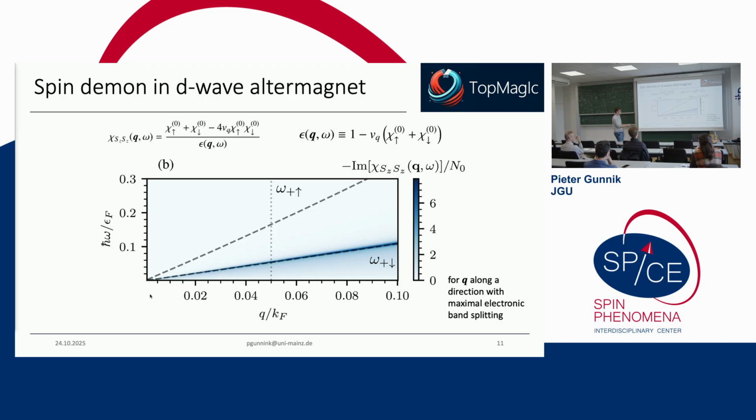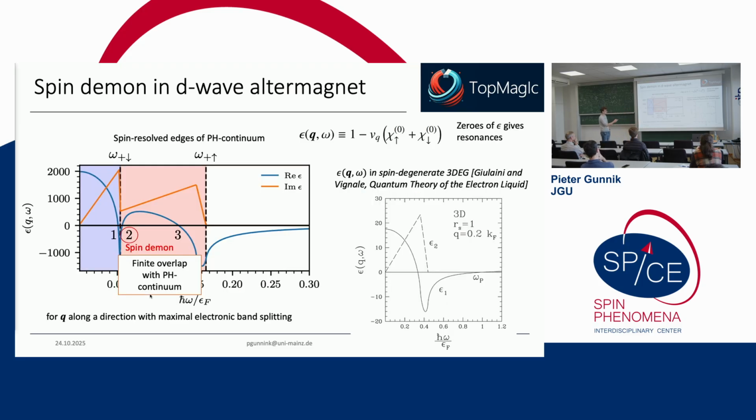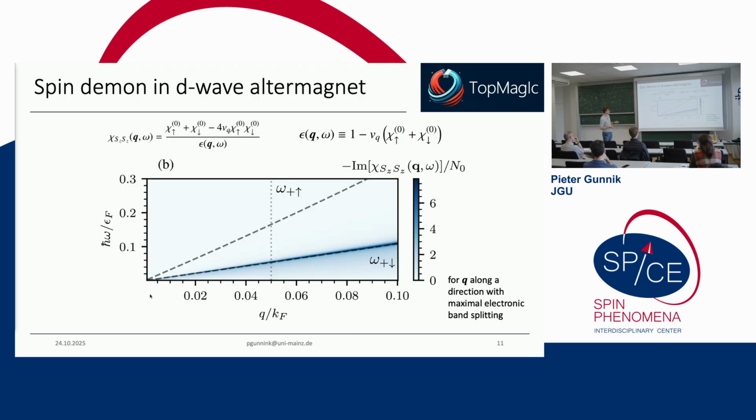Okay, it's hard to see probably on the screen, but you see here this very dark blue peak, and it's rather sharp. This dashed line here is the same line cut that we take in this dielectric function. It lives right above threshold. These dashed lines here are the edges of the spin-resolved particle-hole continuum, and it lives right above the minority particle-hole continuum. Because it lives right above, this enables this spin demon to be damped but not over-damped.